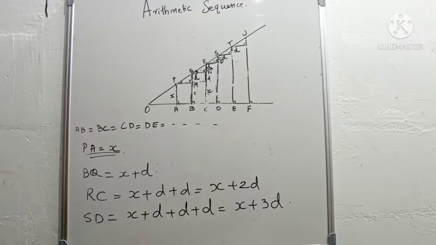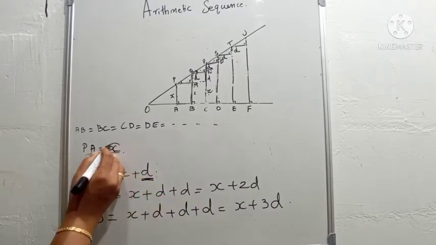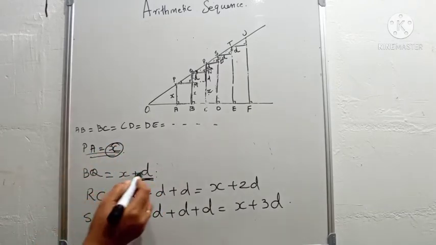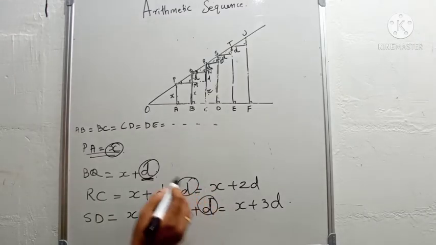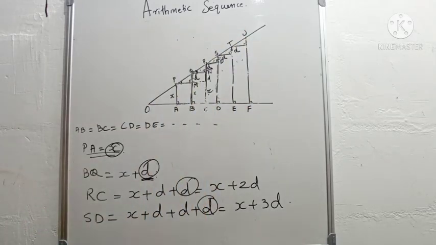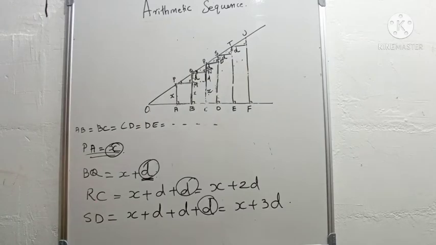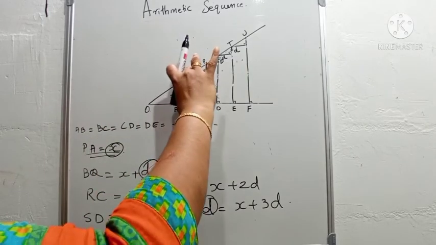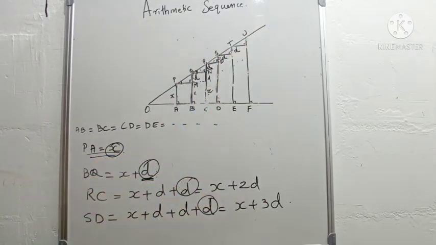So, is this form an arithmetic sequence? See, first one is x, second one is x plus d. So, starting with a fixed number and adding a fixed number continuously, we get the length of these perpendiculars, right? Therefore, this one forms an arithmetic sequence. What forms an arithmetic sequence? The length of the perpendiculars form an arithmetic sequence.